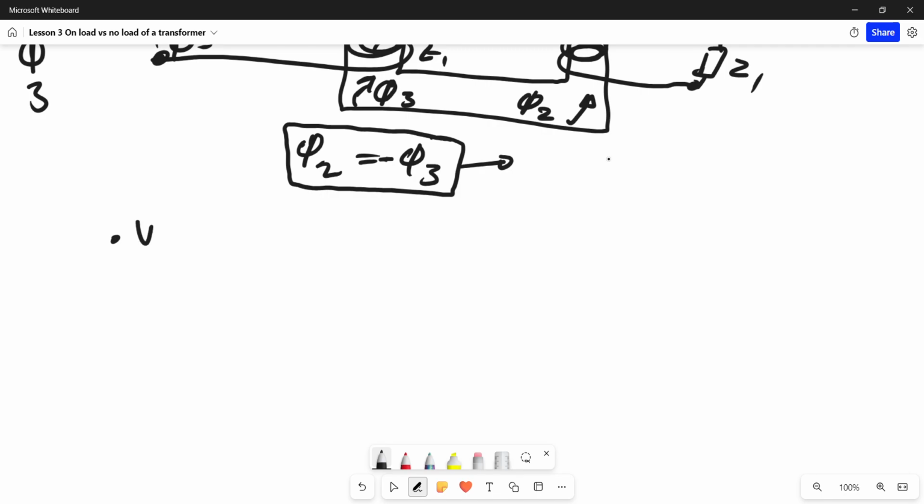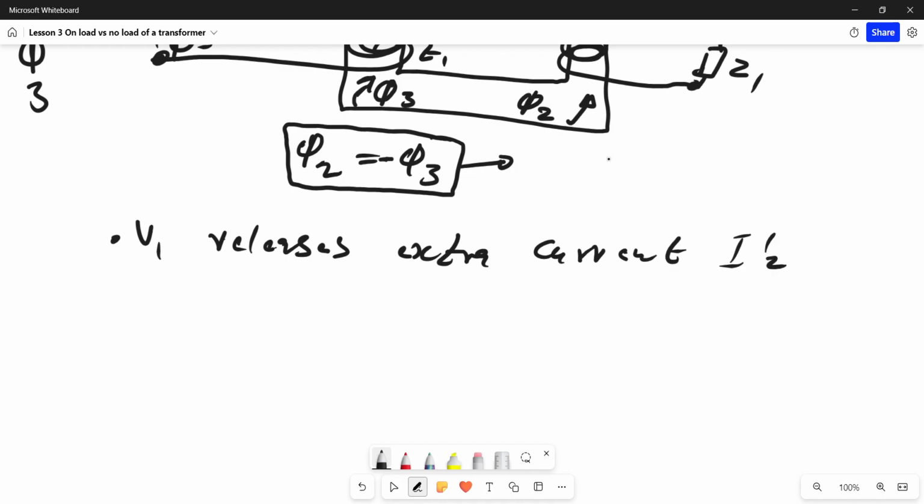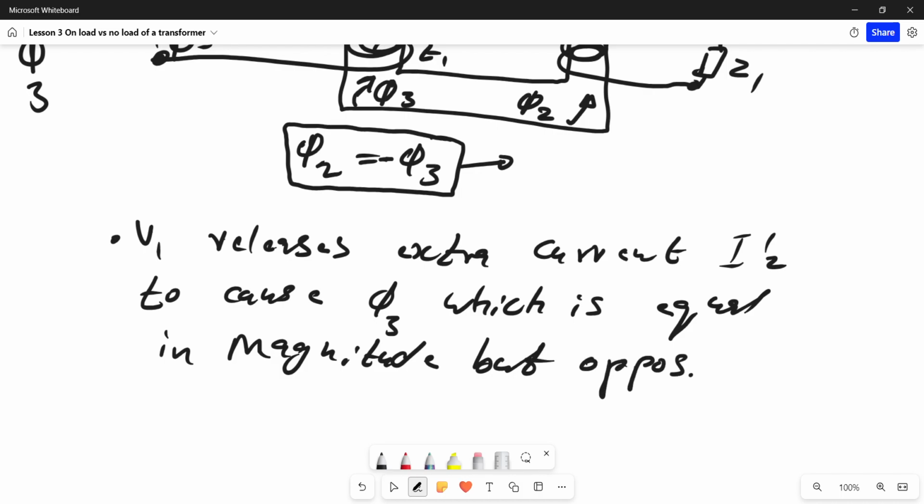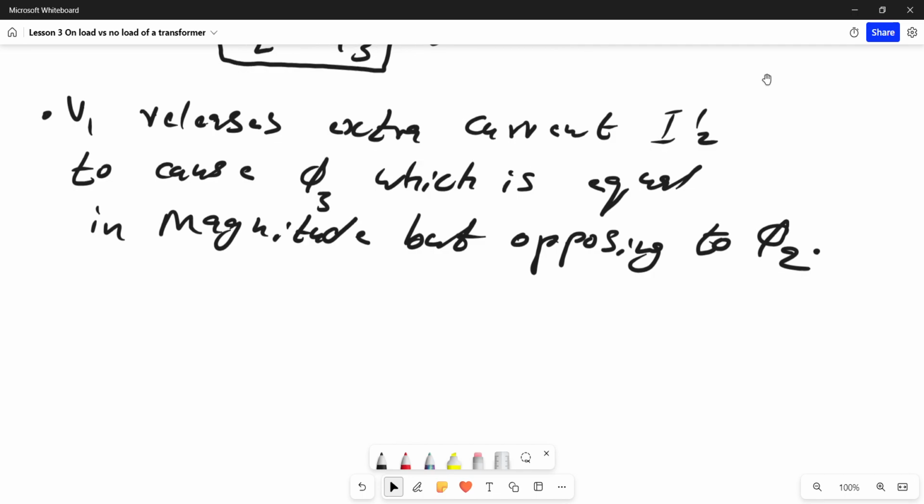So V1 releases extra current I prime 2 to cause flux 3, which is equal in magnitude to flux 2. These two will cancel.